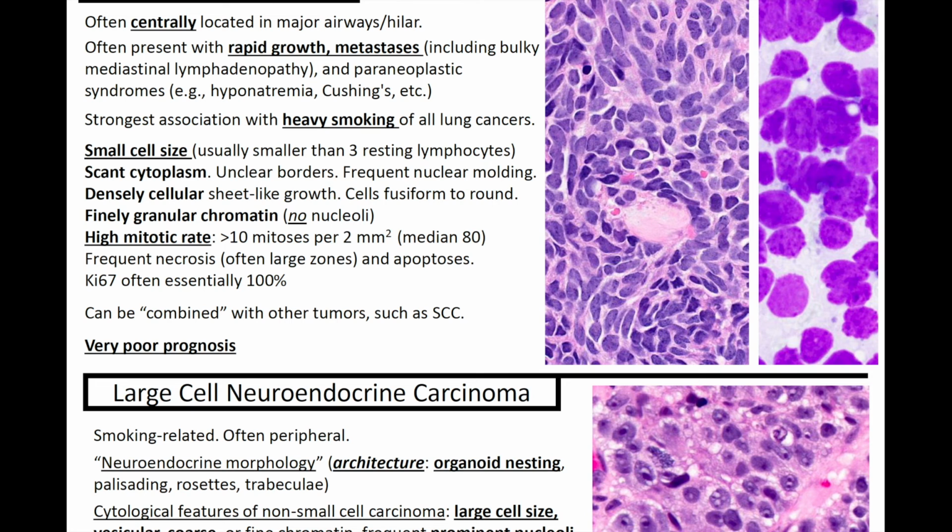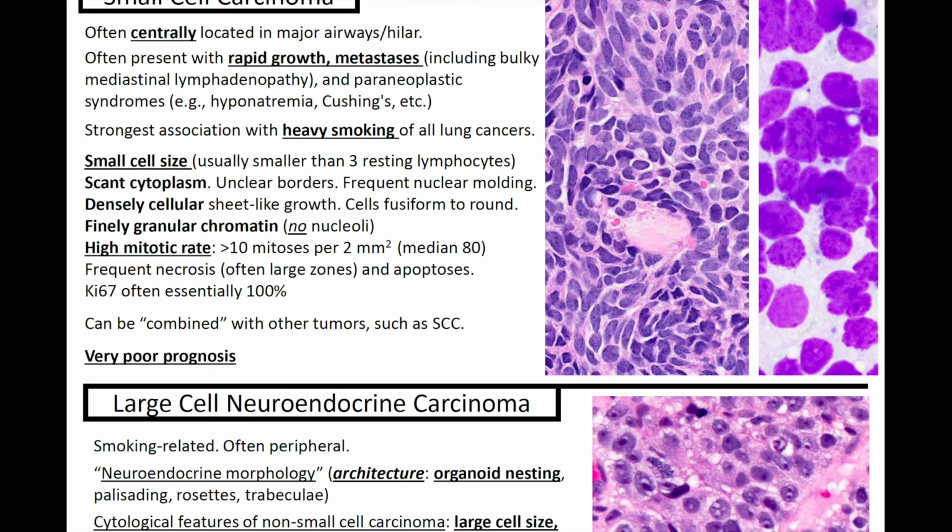So again, review these notes on your own, but I want to just skip to small cell and large cell. So small cell carcinoma is often centrally located in the major airways in the hilar region, and it often presents with rapid growth, metastases, including bulky mediastinal lymphadenopathy and paraneoplastic syndromes, such as hyponatremia, Cushing's, etc. Small cell carcinoma has the strongest association with heavy smoking of all lung cancers.